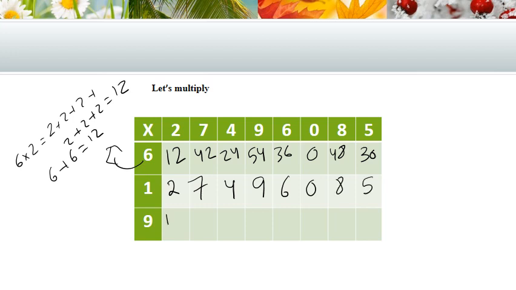9 times 2 equals 18. 9 times 7 equals 63. 9 times 4 is 36. 9 times 9, 81. 9 times 6 is 54. 9 times 0 is 0. 9 times 8 is 72. 9 times 5 is 45.